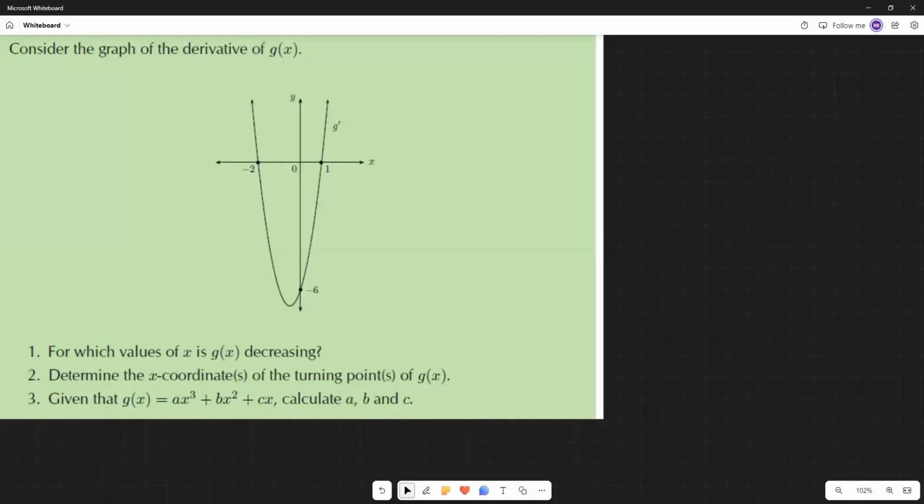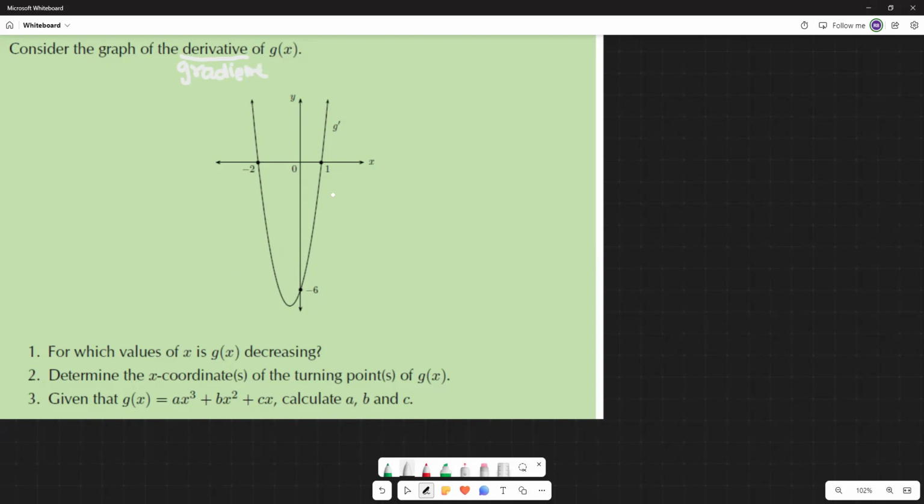In this video, we're going to be looking at the interpretation of a cubic function. They say consider the graph of the derivative of g of x. Let's start there, ladies and gentlemen. They say we are given what? The derivative of g. What does derivative mean? Remember, this means gradient. So we are basically given the gradient of the function g of x.